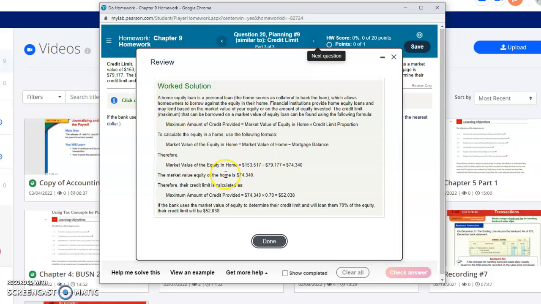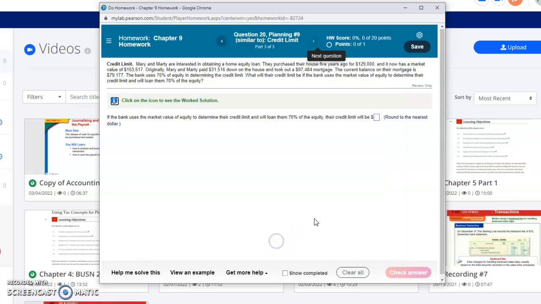Credit limit: you want to take the market value of the home minus what your balance is on the mortgage, and the difference is the market value equity, and then you'll take that times the percent in the question, like mine's 70%. This is the maximum amount they'll be provided or get approved for. So that's how you're going to do this.